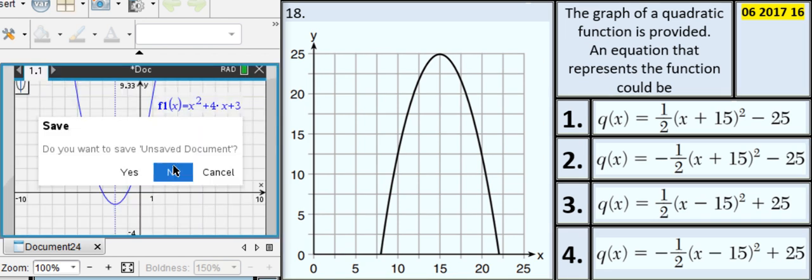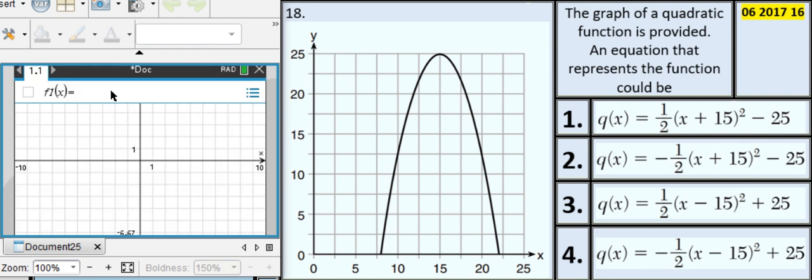So home screen, new doc, say no to save, and add a graph page. Now, we're going to put our graph in exactly like we see it on the paper. So control divide 1 over 2, parentheses, x plus 15 quantity squared minus 25.